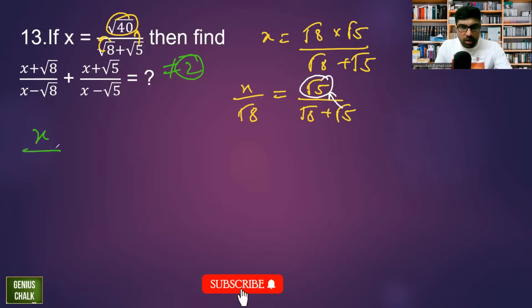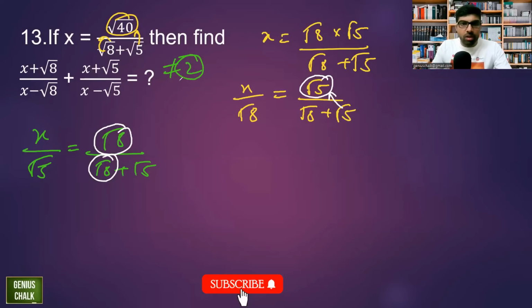Similarly, if you take this root 5 here, X by root 5, it will be root of 8 by root of 8 plus root of 5. Again, you can see this is not in this form. This root 8 is not double of this root 8. That means the answer will again not be 2. So we need to solve this.